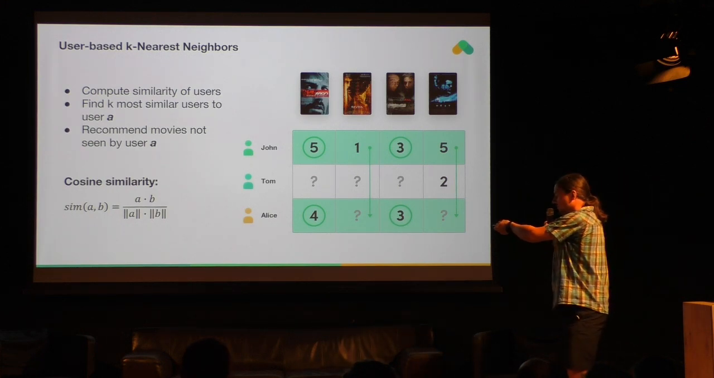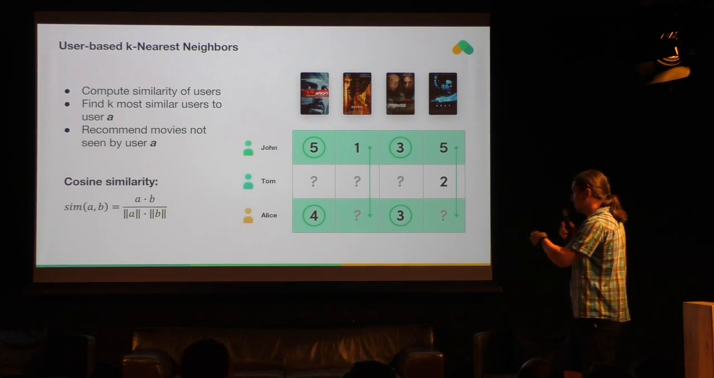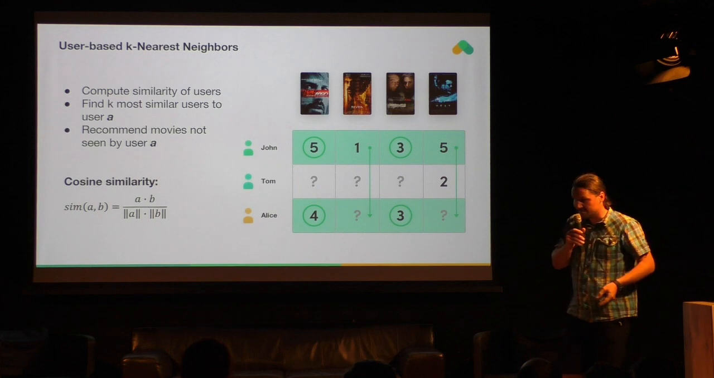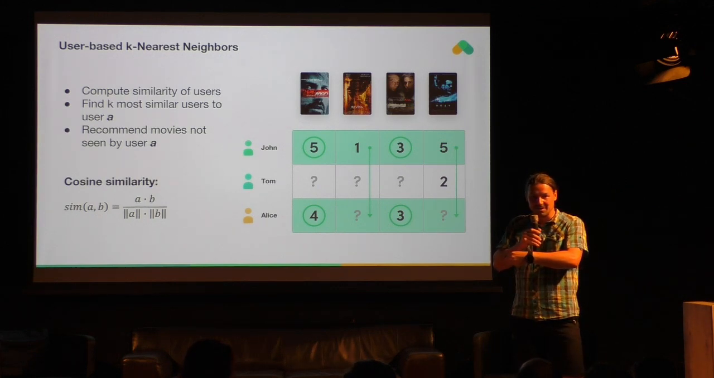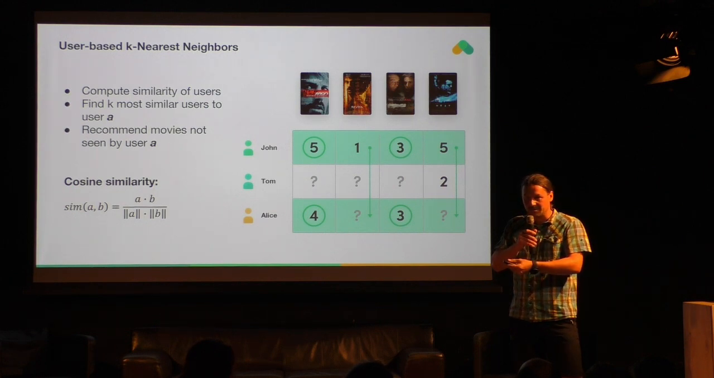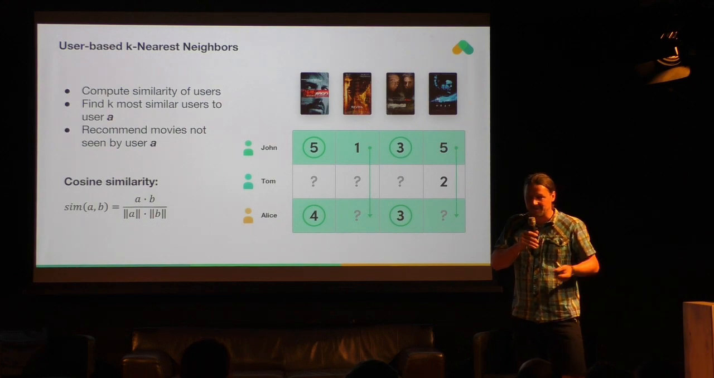And here is the equation. It's basic cosine similarity. It works well because the matrix is large and sparse. So cosine similarity is quite convenient here. Also, correlation similarity and other methods can be used here.